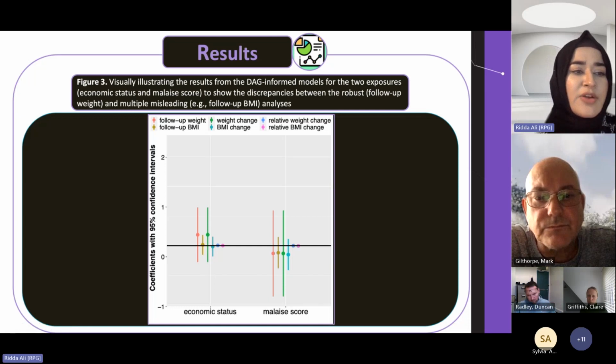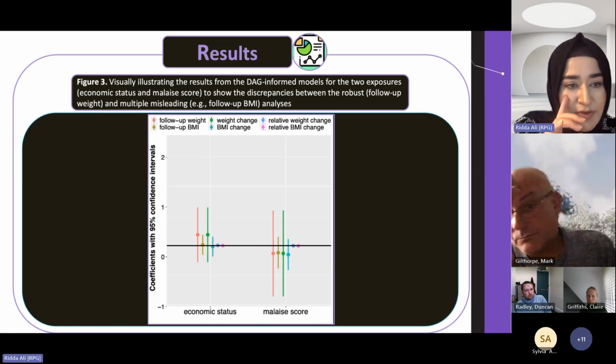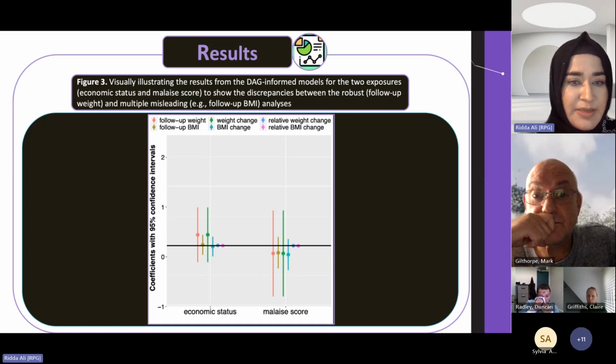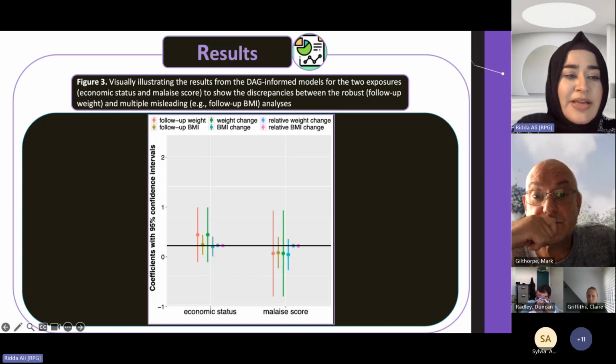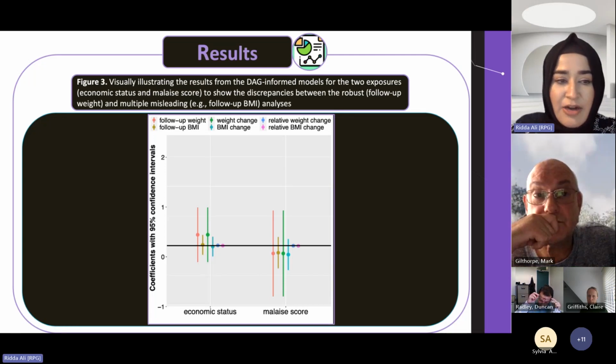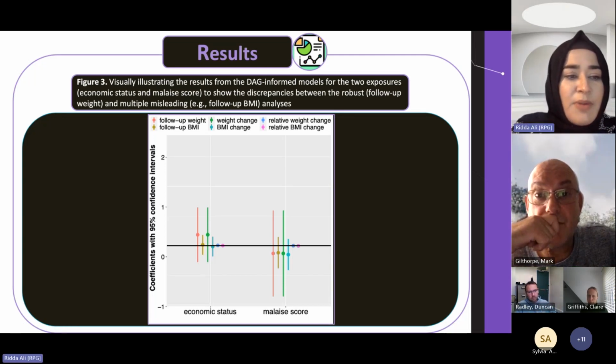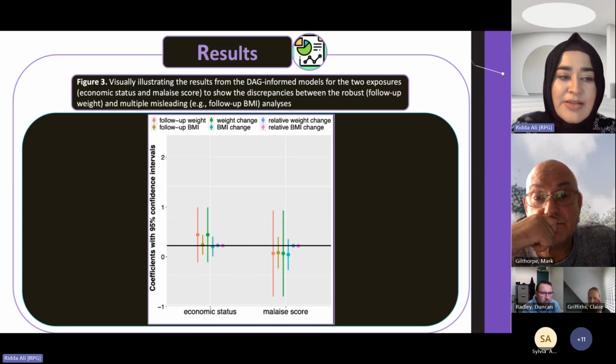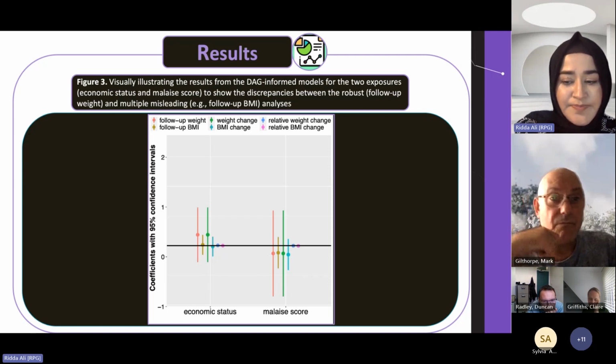And for economic status, Model 1 and Model 3 give you the same answer because the change models, so weight change and BMI change as outcomes, and the follow-up models, so follow-up weight and follow-up BMI, are mathematically equivalent when adjusted for the baseline outcome variable. The problem is we don't know which one is which. So when we are looking into these results, the problem is we don't know which one is correct inferentially, as they are all correct from a statistical perspective. But the only one that provides a robust causal inference estimate is follow-up weight adjusted for the baseline height.